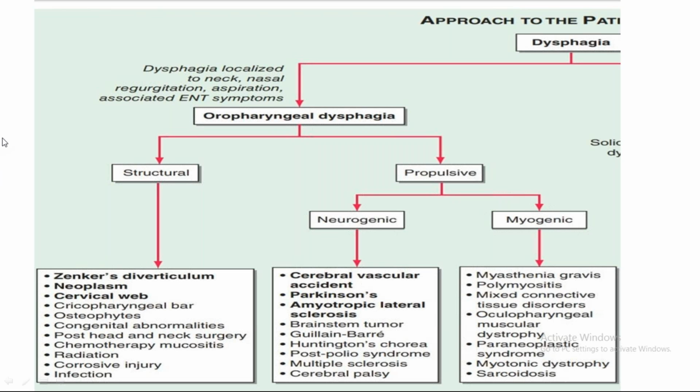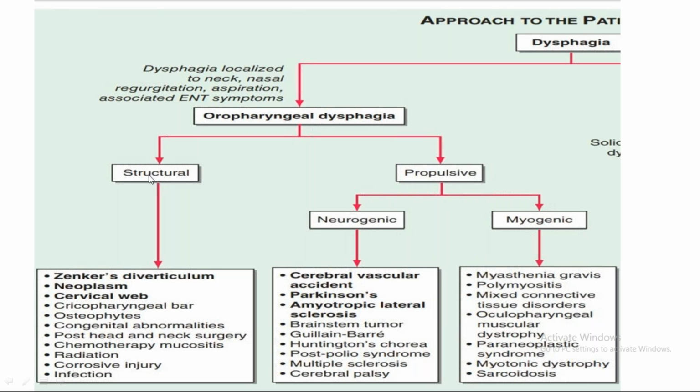So this is the flowchart depicting different clinical features and etiological factors for dysphagia. Dysphagia is categorized into oropharyngeal and esophageal dysphagia. Suspect oropharyngeal dysphagia when there is dysphagia localized to the neck, with nasal regurgitation or aspiration, associated with ENT symptoms. Oropharyngeal dysphagia can be structural or propulsive. Propulsive means motor.